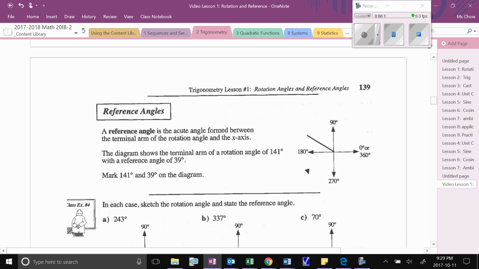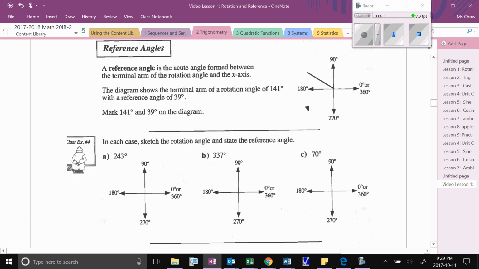Let's move on then. So let's talk about reference angles. Reference angles are the acute angles formed between the terminal arm of the rotation angle and the x-axis. So you have to think about whether it is closer to the positive x-axis or closer to the negative x-axis. And so the reference angle will always be an angle that is 90 degrees or less.